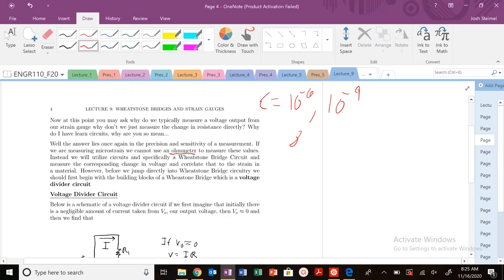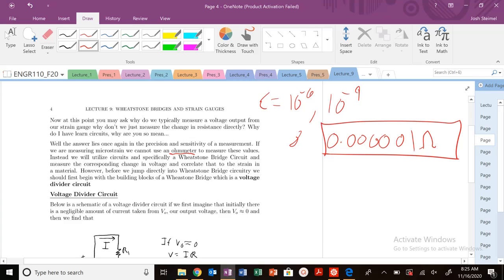If you find an ohmmeter that has 0.00001 ohms sensitivity, patent that and sell it to me directly. So we have to use circuits because our ohmmeters don't have the precision or the sensitivity to measure the strain that we're going to be looking at in a lot of these problems. So instead, we're going to have to use a more precise tool, which is circuits, which are extremely precise. And it's going to give us the sensitivity and the relationships that we need in order to solve these problems. So we're going to be going into Wheatstone bridge circuits, actually just in the next video.